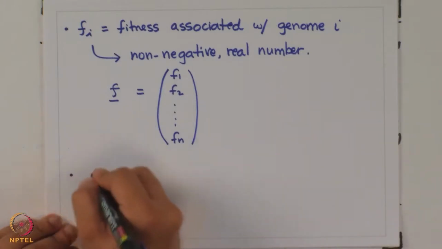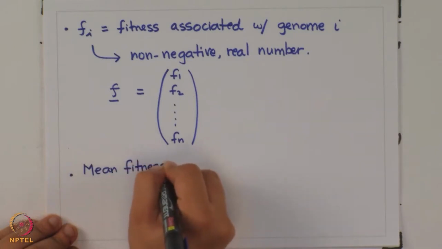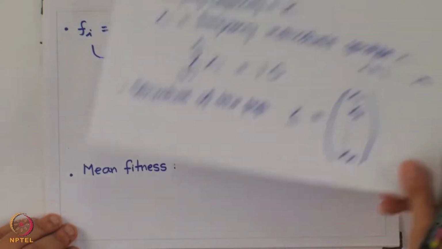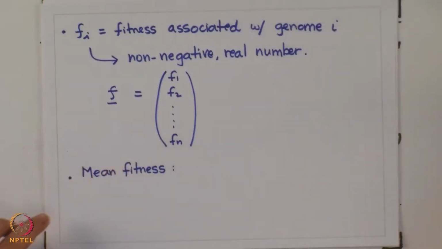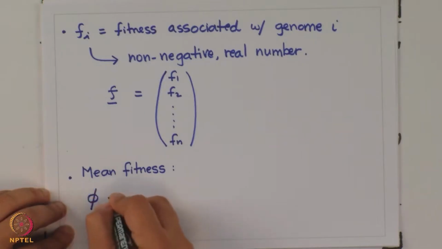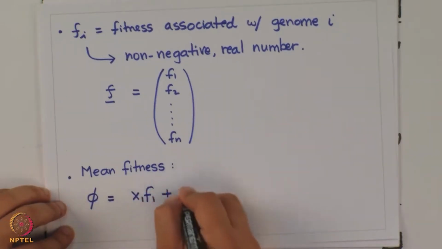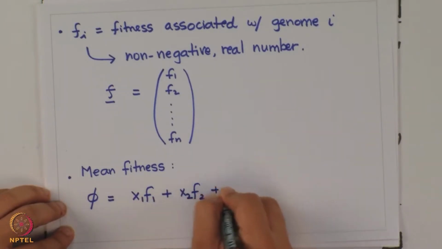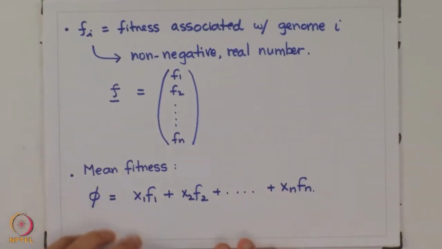So, first thing that we note is what is the mean fitness of the environment if the structure of the population is defined by this vector x and the fitness corresponding to each genotype is defined by this vector f. Mean fitness, which is what we have been calling phi so far, will then be equal to x1 times f1 plus x2 times f2 going all the way up to xn times fn. So, it is just a weighted mean of all the fitnesses, the weights being equal to the frequency of that particular genotype that exists in the population.